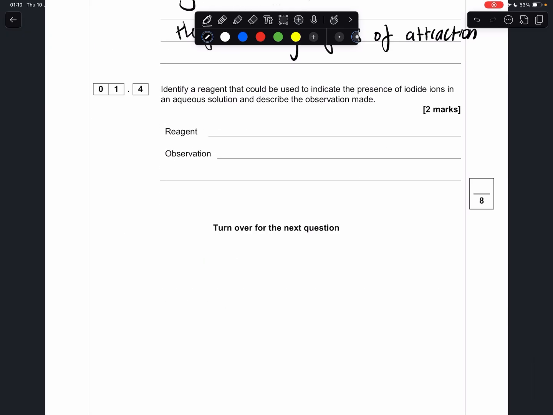Identify a region that could be used to indicate the presence of iodide ions. Halide, iodide, test for halides, silver nitrate. So that is going to be AgNO3, your silver nitrate, and we're going to form a yellow precipitate. Write it out for the exam, I'm lazy, but yeah, write precipitate.